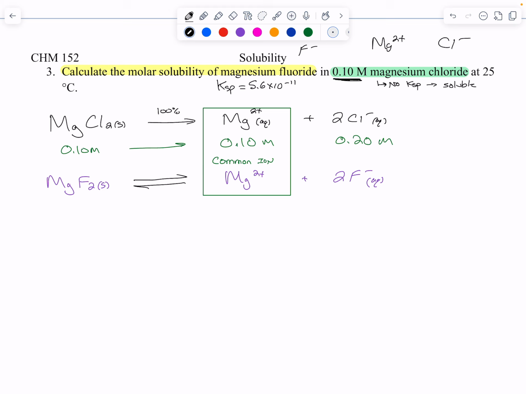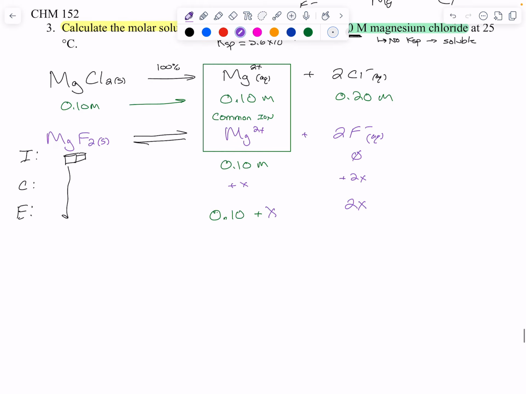So if we were to do our ice table here, we would have some magnesium fluoride. Initially, we'd have 0.1 and 0. Then we'd have plus X and 2X. So here we have 0.10 plus X and 2X. So that's what we have, all right?